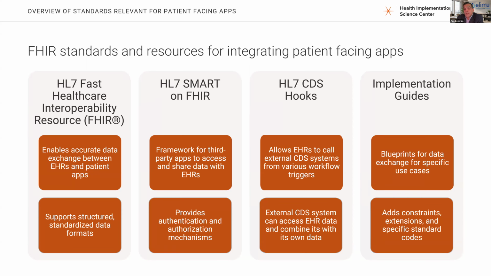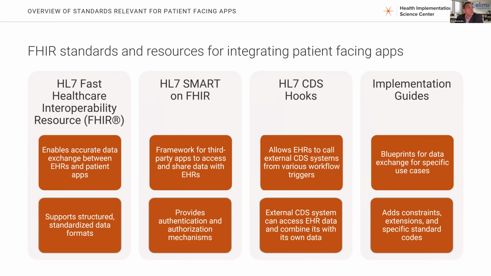And then there are implementation guides. There are a lot of implementation guides. They are specific to different scenarios. So there are implementation guides, for example, for exchanging patient-reported outcomes data. There are implementation guides for exchanging blood pressure data. And what they do is they take the base FHIR standard and add constraints. They say, for exchanging blood pressure, we shall use these specific LOINC codes.